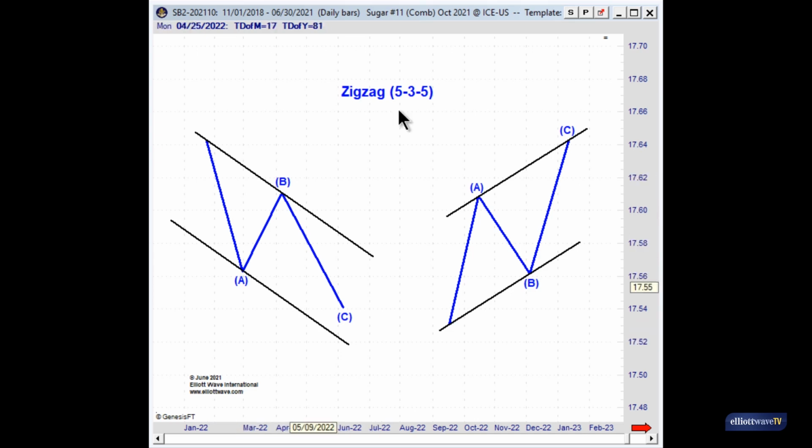This is what a zigzag looks like in a bull market. It's basically a 3-wave decline. And in a bear market, you'll actually look for a 3-wave rally. Again, 5, 3, and 5.